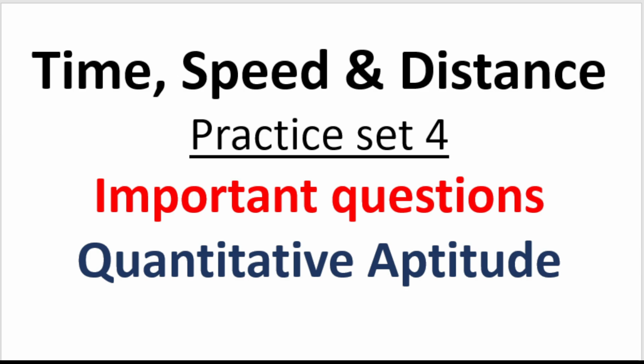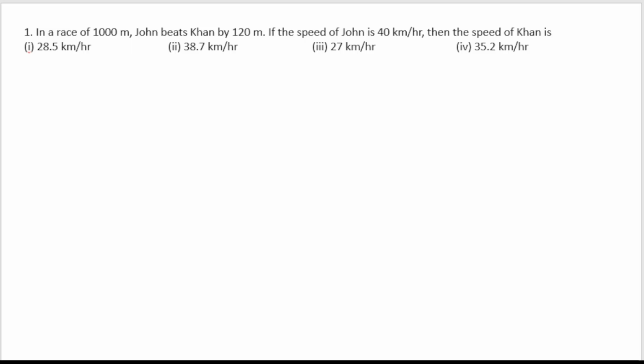In this video, we will continue doing another set of important and repeated questions from the topic time, speed and distance. First one, in a race of 1000 meters, John beats Khan by 120 meters. See, this is a race of 1000 meters. This is the starting point and this is the ending point. John beats Khan by 120 meters.